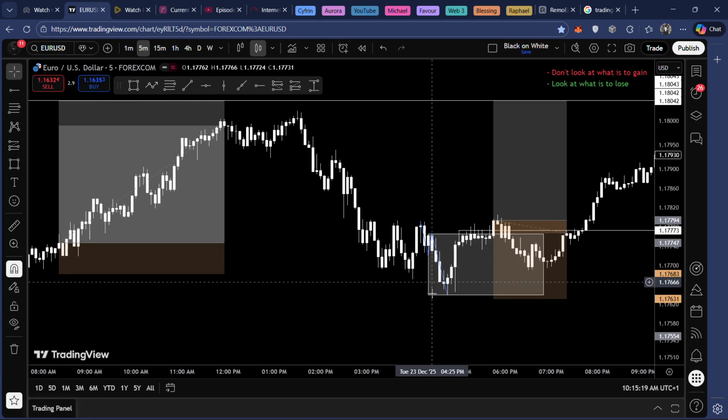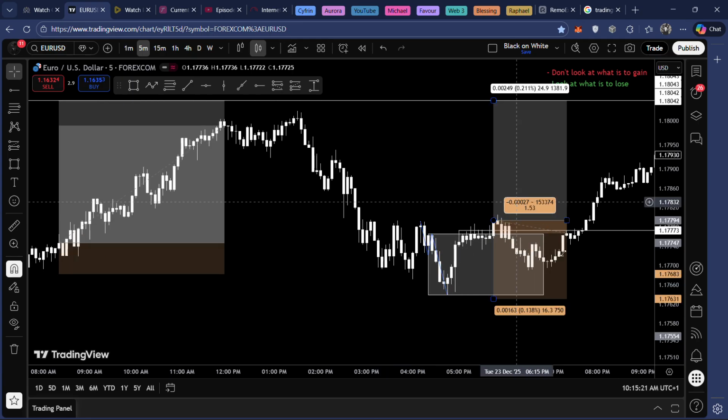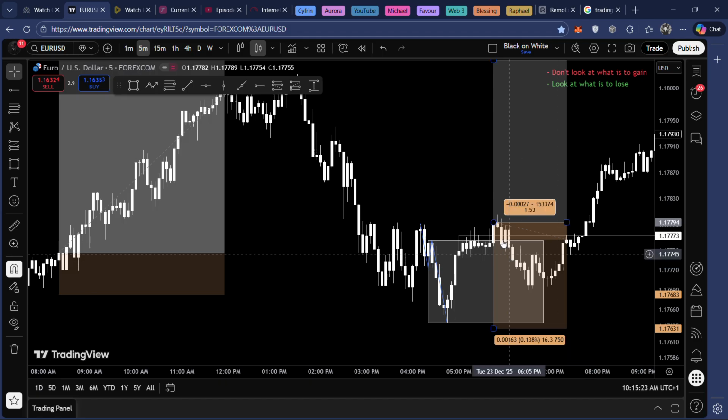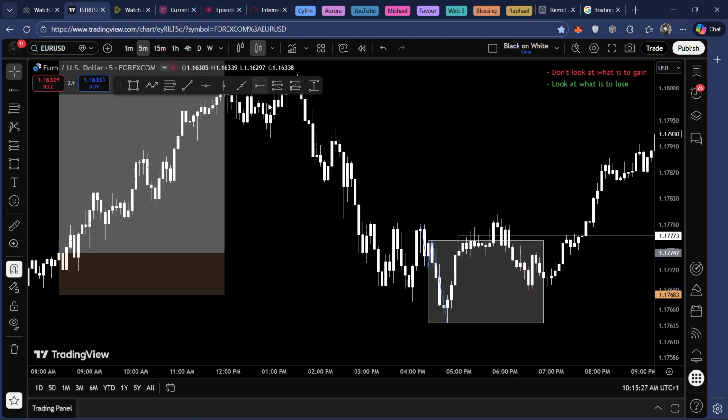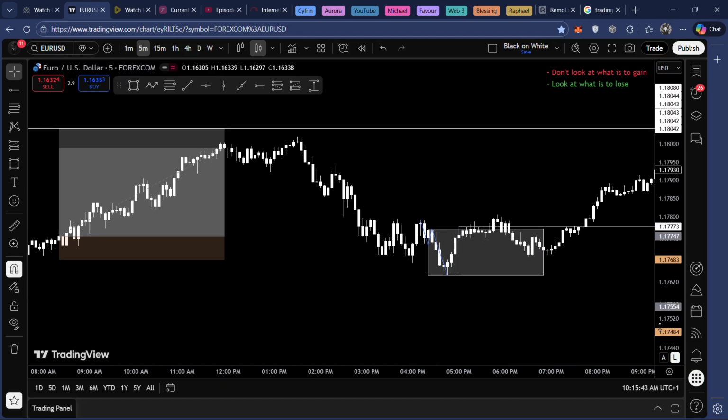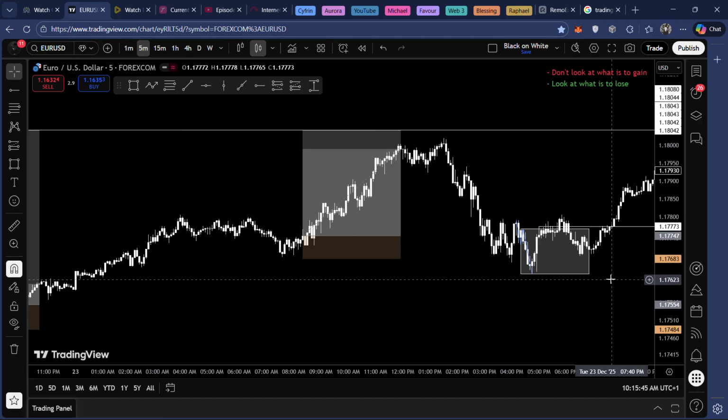But this was not a straight move, so this is an entry we unfortunately would have had to let go. For the sake of sticking to your strategy, we would have let go of this entry because this is not our entry. Why? Because of this. It wasn't a straight move that broke out to form the breaker block. You see, it went up, came down, went up. So that is one very, very effective rule.